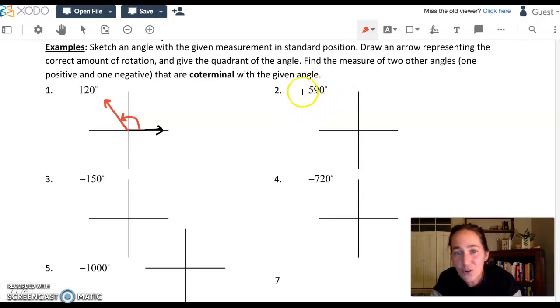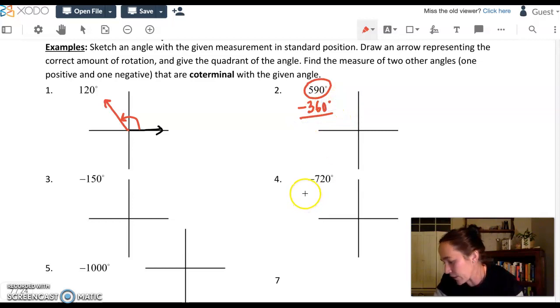590 is another story, right? This is past 360. If you want to think about how far past, just subtract 360. We could take 360 degrees away from this to get a more manageable angle measure where we can find a quadrant for it.